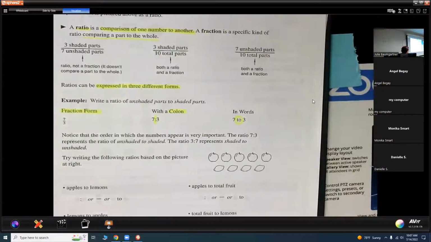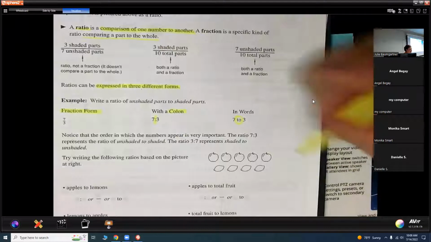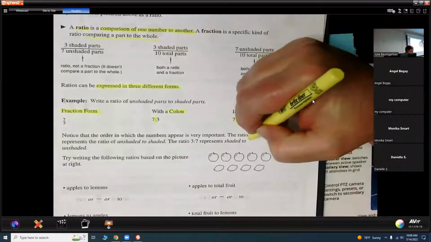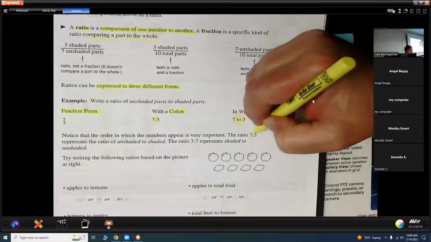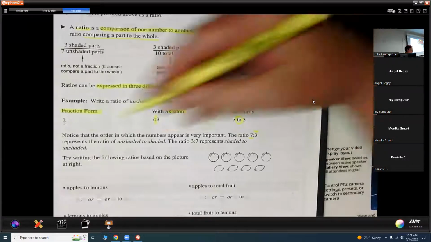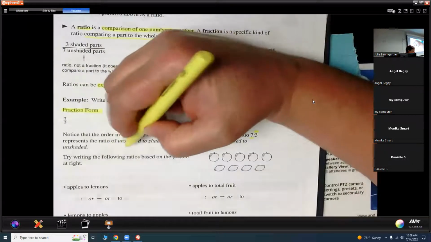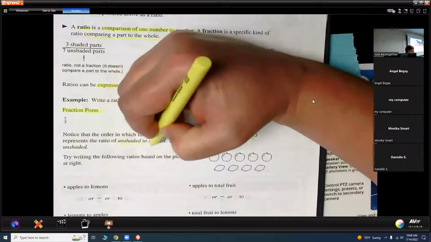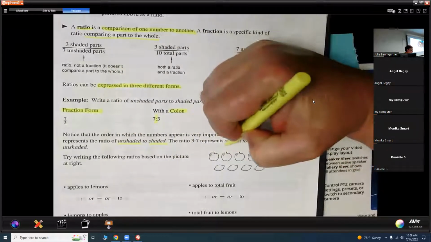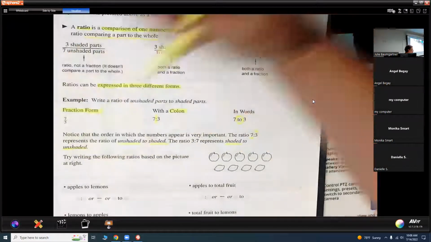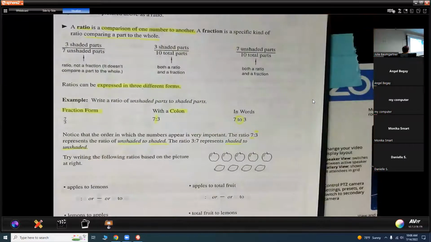So, a little bit of a hint here: the order in which the numbers appear is very important, because of course 7 represents one thing and 3 represents another thing. So we always have to keep track of how we've ordered the ratio to make sure that we're representing it correctly.